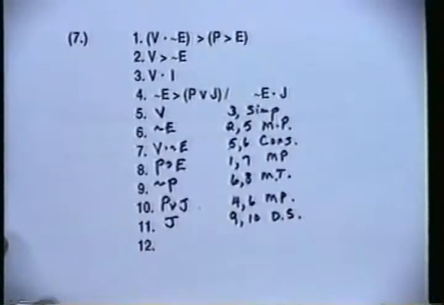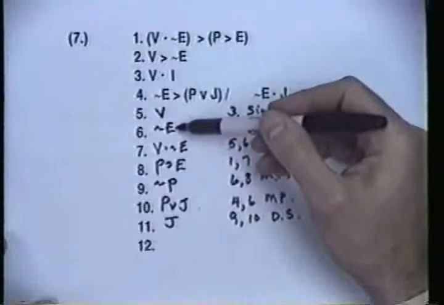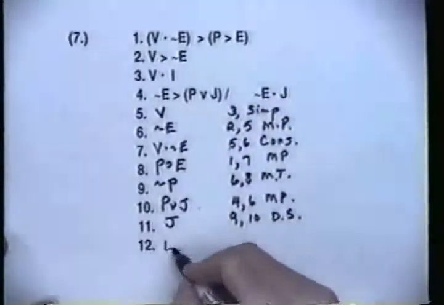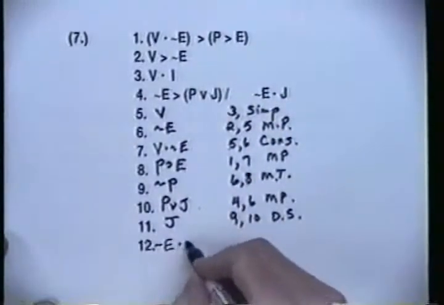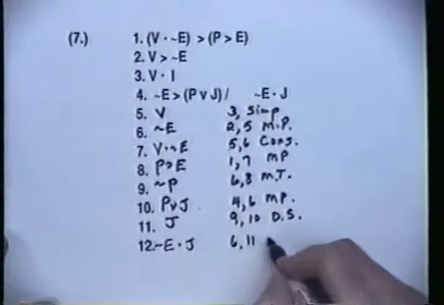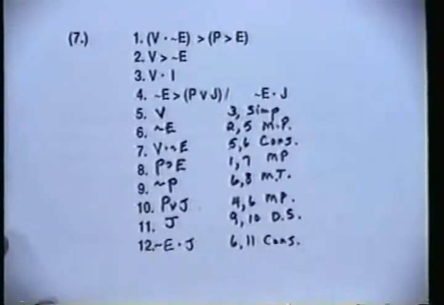And now we're just about done. All we need to do is conjoin line 6 and line 11 and get not E and J, 6 and 11, conjunction.